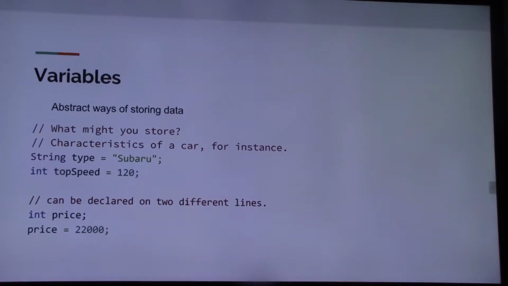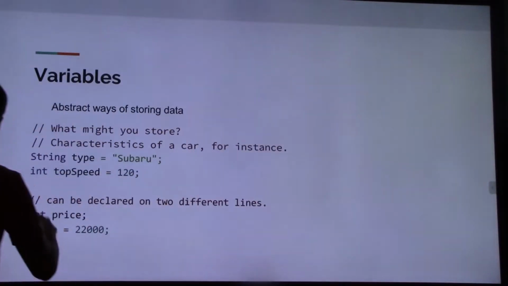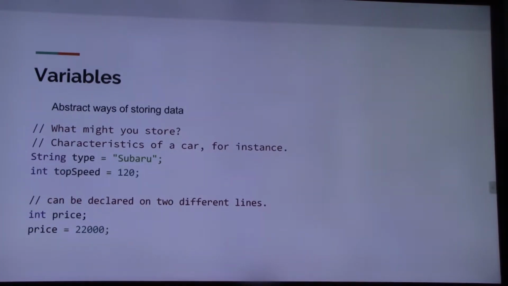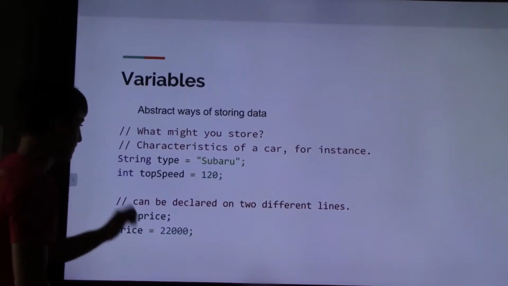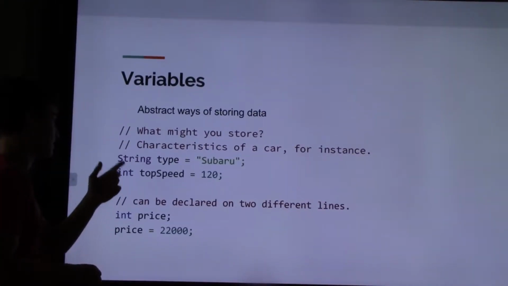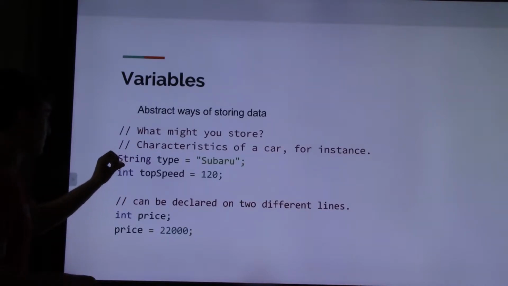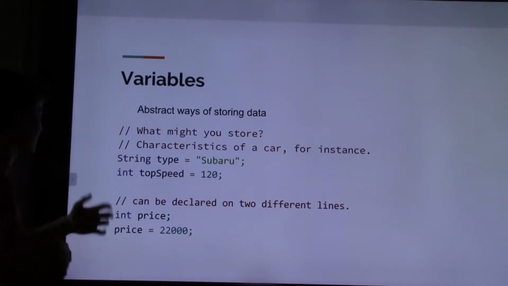Cool, so now that we have that out of the way, we can talk about variables. So a variable has a type and a name. The basic syntax is type and then name. Pretty simple. So in this case, this variable is a string, because we've said its type is a string, and its name is type, which is a little bit confusing now thinking about it.